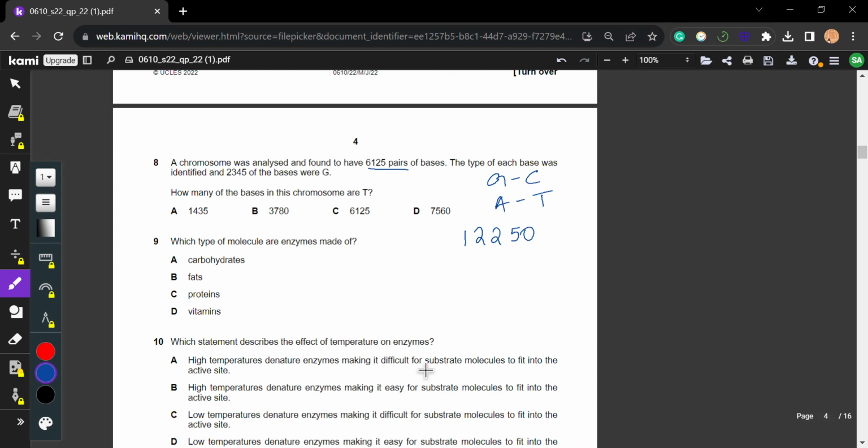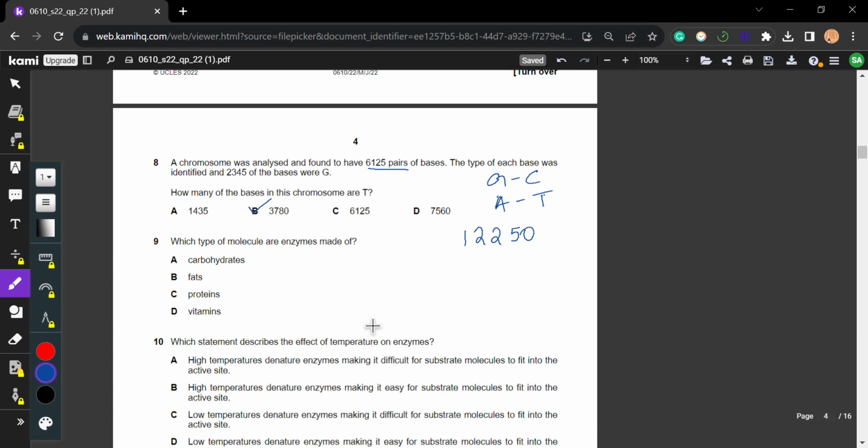Now, that is A and T together add up to 7,560. So we're going to divide that by 2. That's going to give us 3,780, which is option B in this case. So that's how you approach a question. You first read, you mark the important points and then solve.